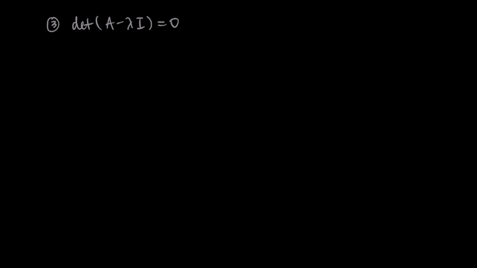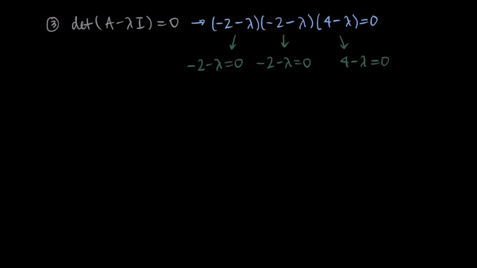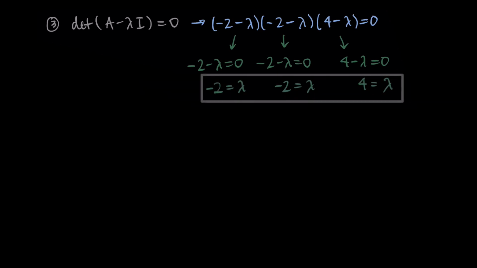So I'm setting my determinant equal to 0. So I have -2 minus lambda times -2 minus lambda times 4 minus lambda, and I'm setting this equal to 0. To solve, I'll just set each of the terms equal to 0. So I'm getting -2 minus lambda equals 0. I'm getting that again for the second term, and then I'm getting 4 minus lambda equals 0 for the third term. This results in my eigenvalues -2 equals lambda, -2 equals lambda, and 4 equals lambda.